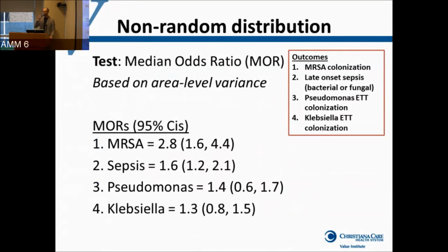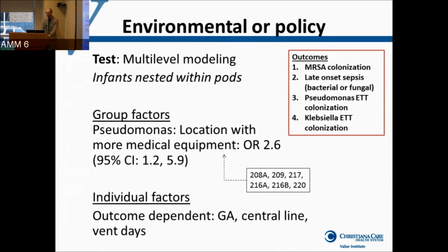To answer the first question, non-random distribution, that is, are there hotspots or not? We use a test that's based on the area level variance of the models that I'm using here, and these numbers here, you can just interpret them kind of like odds ratios, with a standard 95% confidence interval. So how I would interpret this is just based on where you are in the unit, you have an increased risk for MRSA, you have an increased risk for culture-proven late-onset sepsis. Where you are in the unit does not appear to influence Pseudomonas, does not appear to influence Klebsiella. So the graph that we looked at a few slides ago, where there were just a couple of takers that said this looks like randomness, it turns out that this is most likely just random noise, just random variation over time.